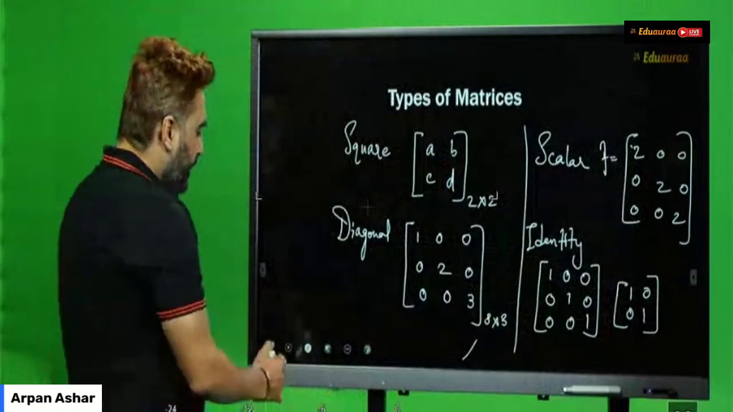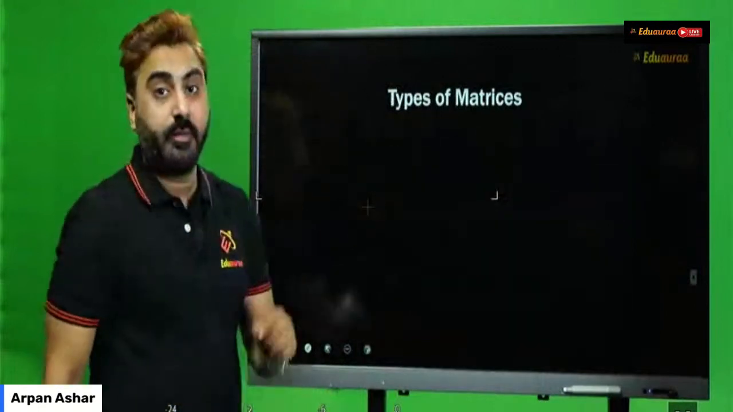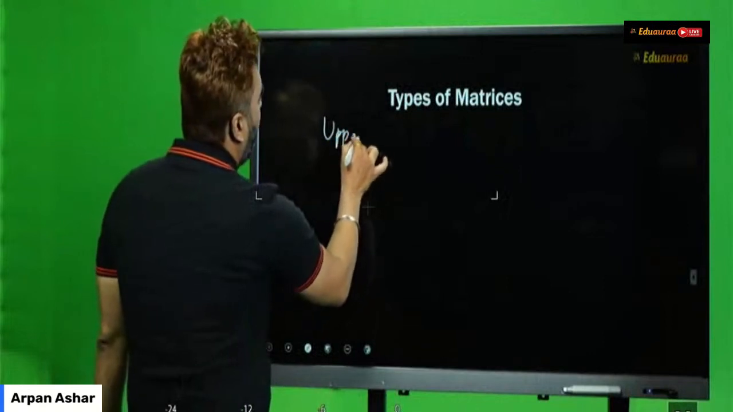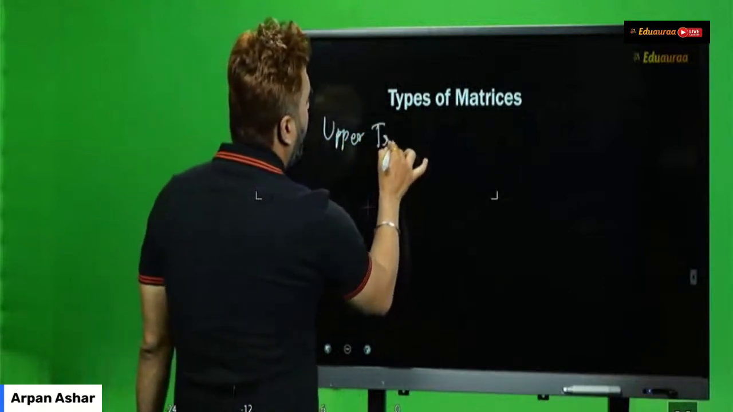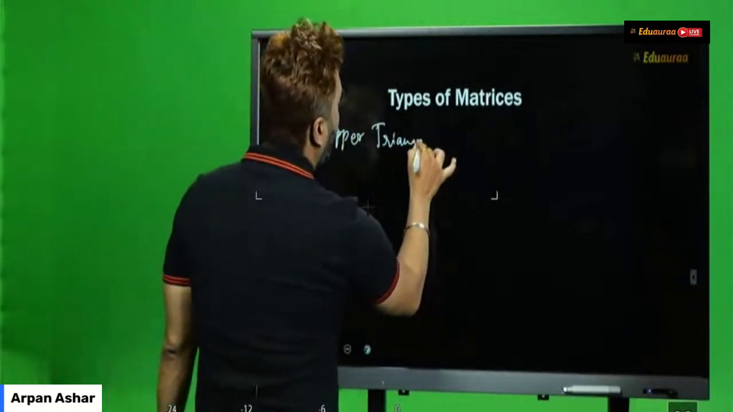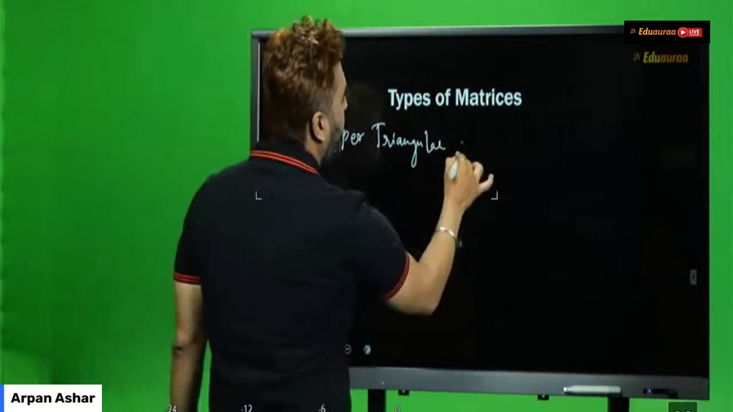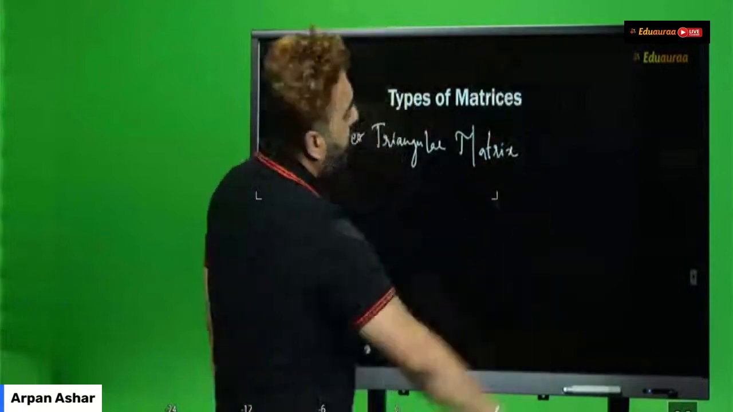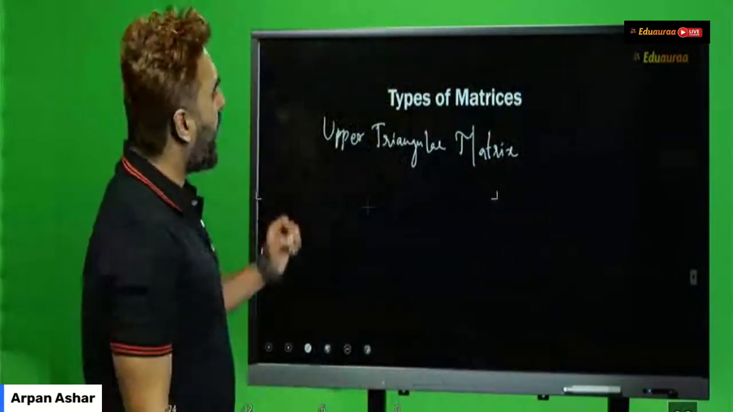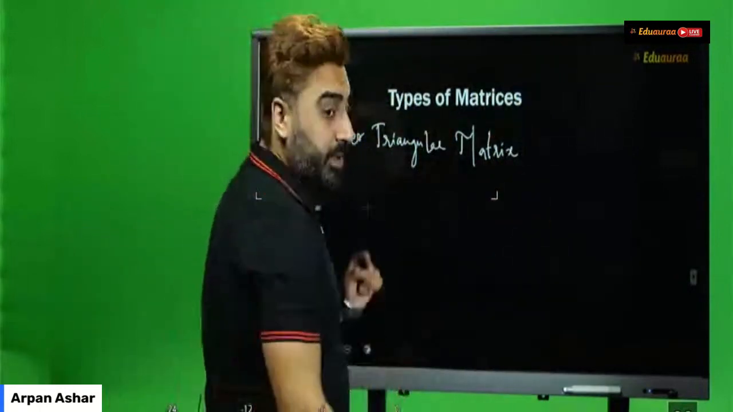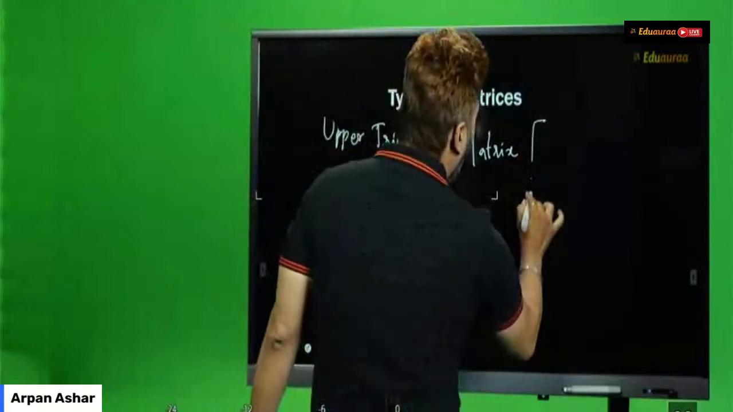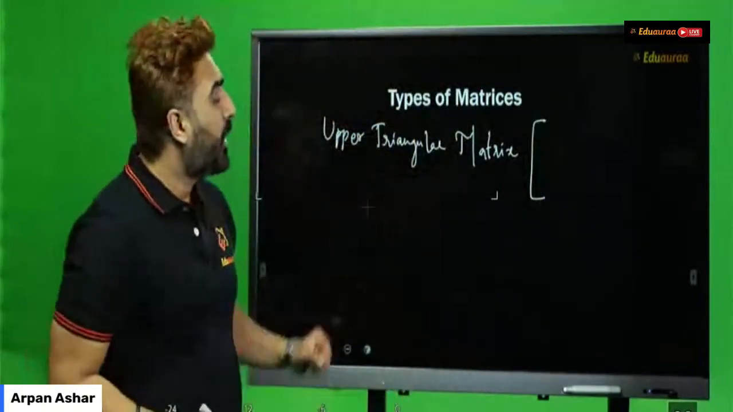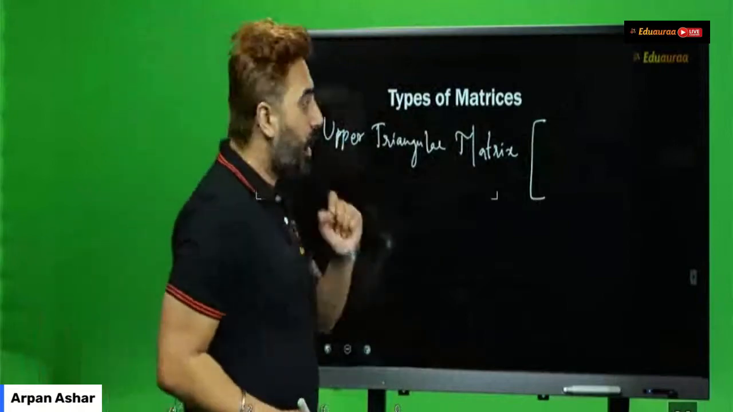After identity matrix we have one more matrix, which is upper triangular matrix. So students, ये upper triangular matrix क्या हुआ? Now upper triangular matrix is a matrix जहां पे I'll write one example. You guys suggest me a definition. Write in your comment section definition क्या होगा.